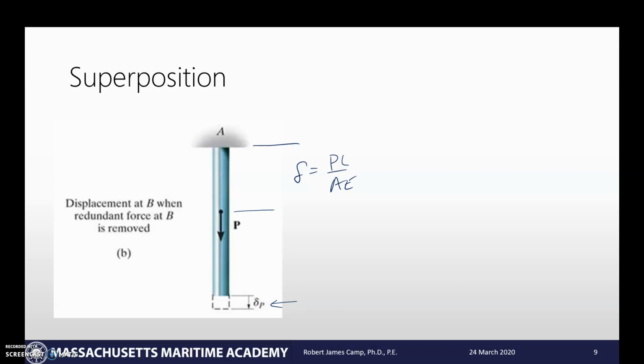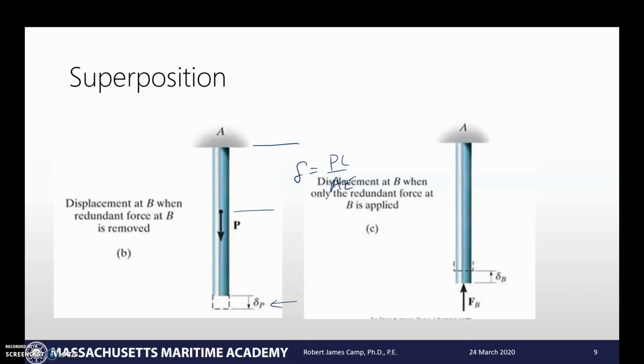Easy enough. But now what we have to do is, wait a second, I know that there's a wall there. So I'm going to ignore that there were any forces applied on it. I'm just going to say, okay, I have this deflection to B.